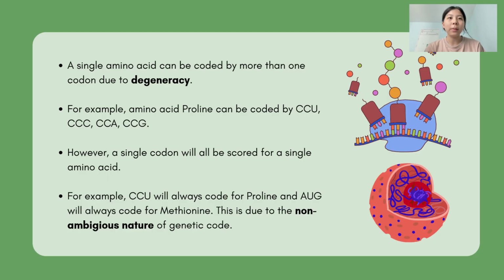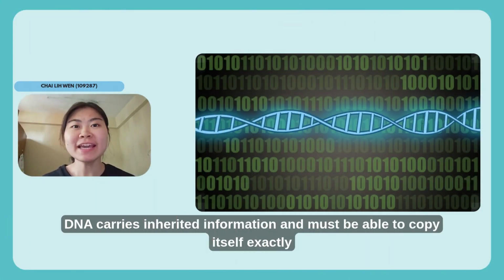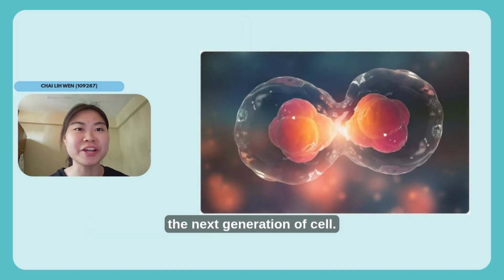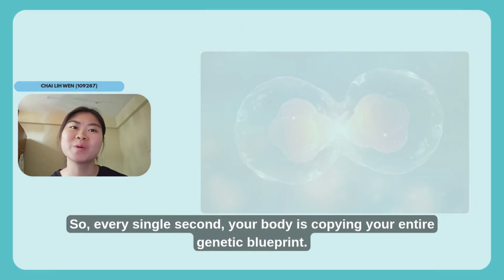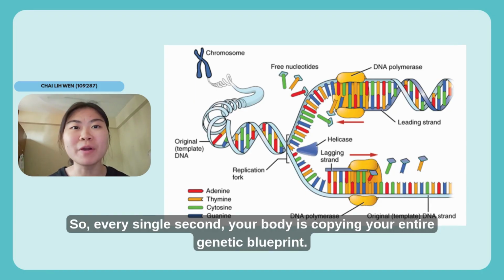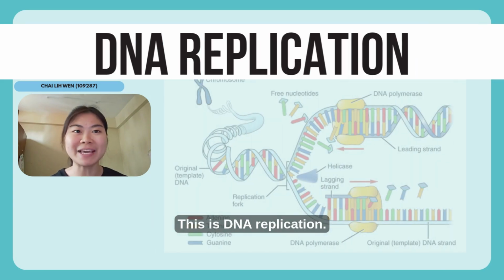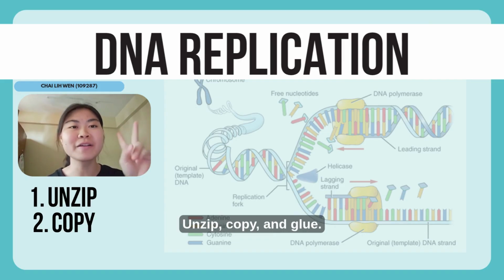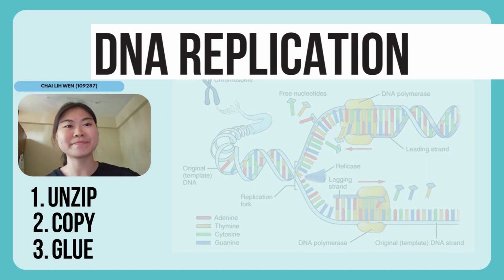This property is known as the non-ambiguous nature of genetic code. DNA carries inherited information and must be able to copy itself exactly to ensure that the genetic details are passed down accurately to the next generation of cell. So, every single second, your body is copying your entire genetic blueprint. This is DNA replication, and the entire process is driven by 3 fundamental steps: unzip, copy, and glue.